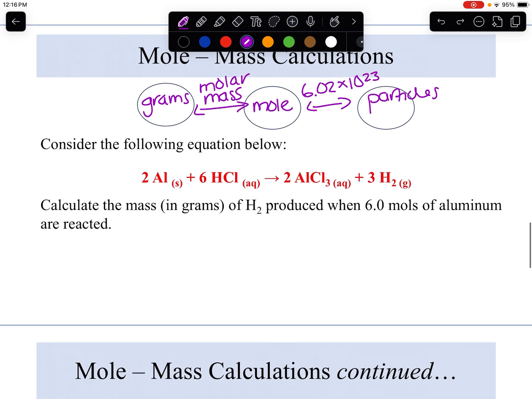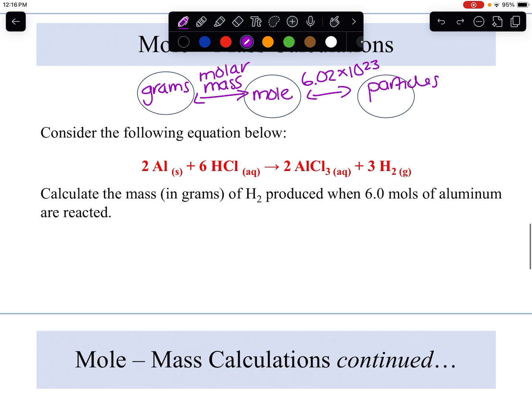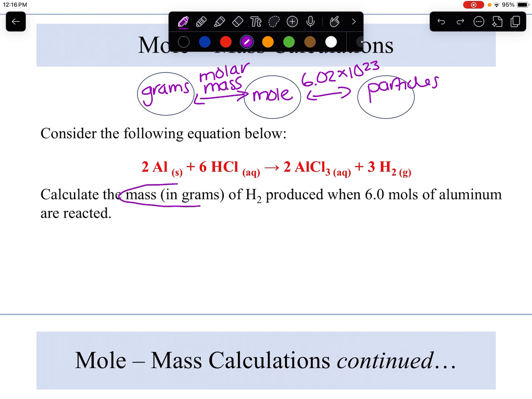Okay, so let's add some steps on to the mole ratios that we were just doing. So calculate the mass in grams of H2. So we're looking for grams of this when we have 6 moles of aluminum. Now, when you see 6 moles of aluminum, you have to realize that's not aluminum chloride, that's just aluminum. If they wanted you to talk about aluminum chloride, they would say aluminum chloride. So you have to pick the exact thing that it is talking about, okay? You can't pick and choose.